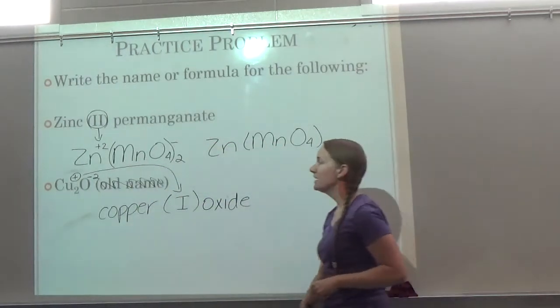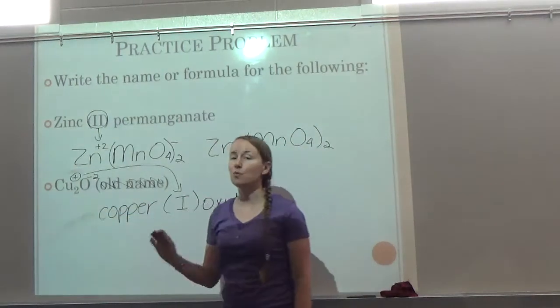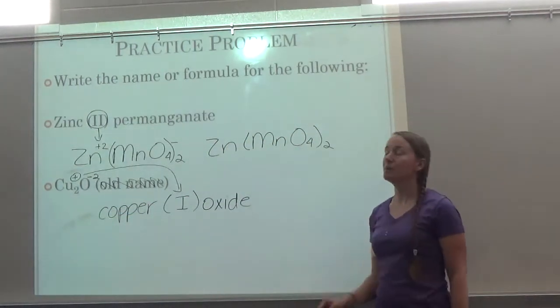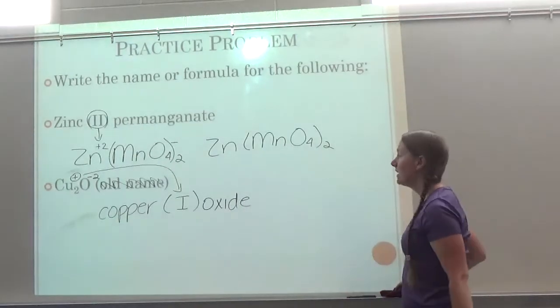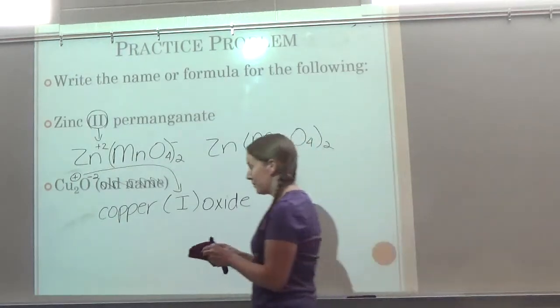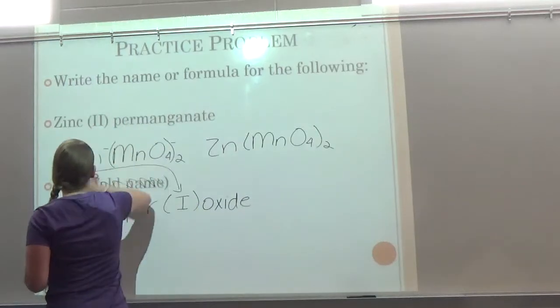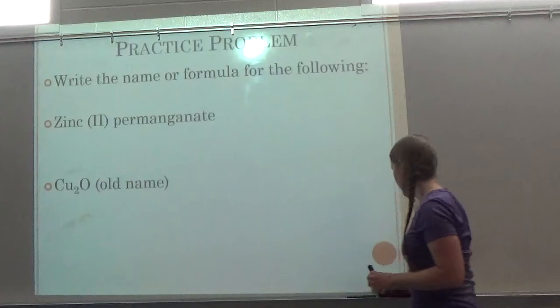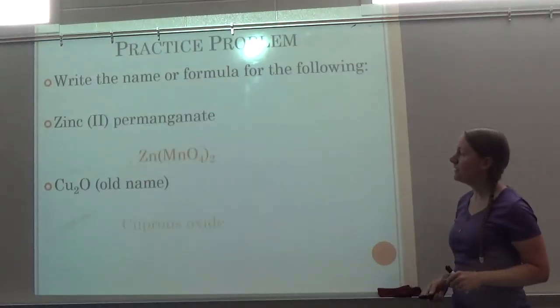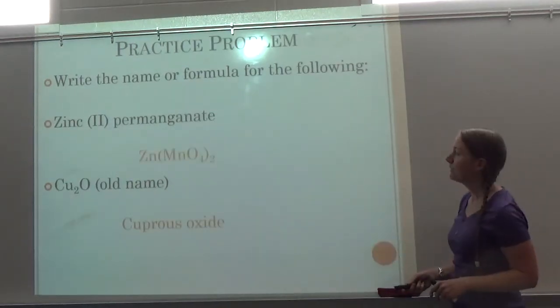And I know that's tricky because you see Cu2O and you want to call it copper 2 oxide. But remember, the Roman numeral is the charge, not the subscript. The Roman numerals just take some practice. You just got to practice. That's all you can do. All right, and don't worry about this. That's just the old name.